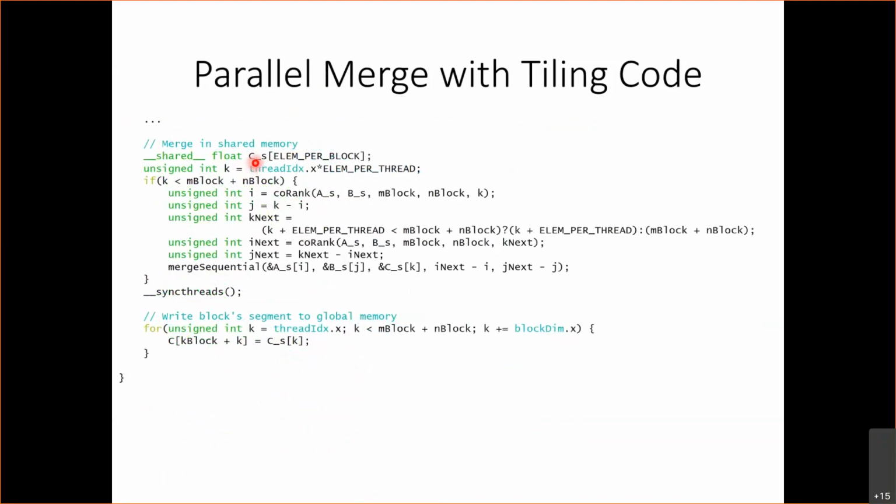Okay, after we do that, we declare another array in shared memory for C. Every thread is going to determine its segment within this array, find the co-rank of its segment, and do a sequential merge. And then after we're done, now we have our merged arrays in C of S. We will write out the result from shared memory to global memory in a coalesced way. Okay, so this is the code.